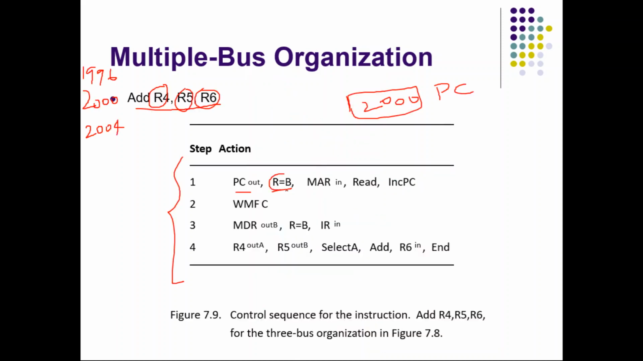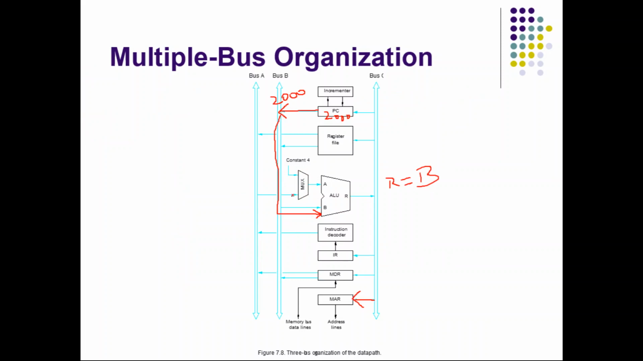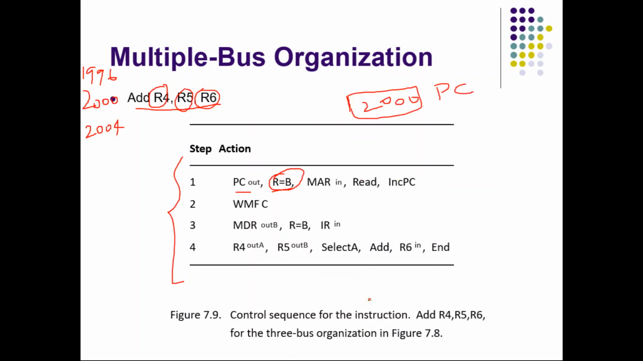Why are we doing this? Because B contains 2000, we say R equal to B, so R also will hold 2000. R is nothing but the output of the ALU, so it contains 2000. It means that now bus C contains 2000. From PC you cannot write to bus C, so we do it like this: from PC write to bus B, then say R equal to B, so that it comes to bus C. Now you can say MAR in, and this will go into MAR.